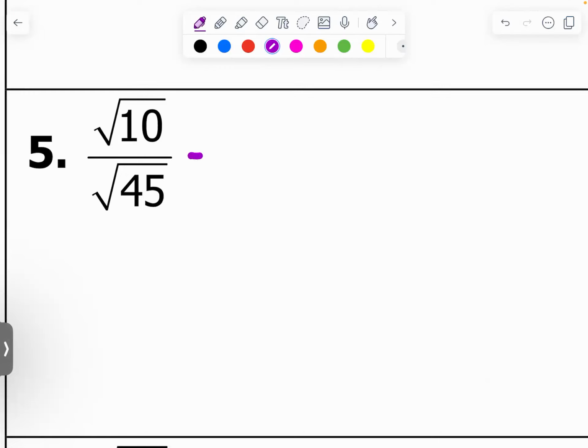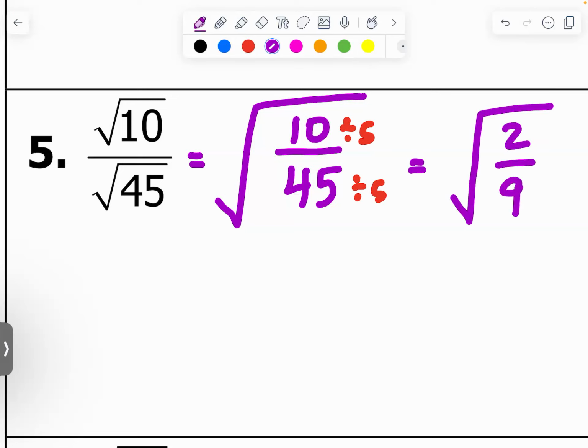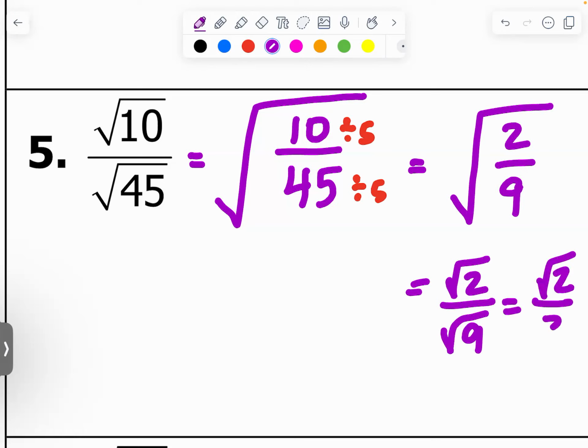The square root of 10 divided by the square root of 45. So we could do this. We could say, oh, hey, this is the square root of 10 over 45. That is okay. And 10 over 45 is a fraction that we can simplify. What would we simplify it to? 2 over 9. Okay, now why was that helpful? Because now we can say, oh, hey, this is the square root of 2 over the square root of 9. And we know that the square root of 9 is 3.